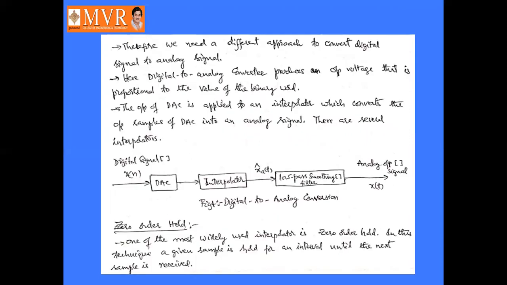One of the most widely used interpolators is the zero order hold. In this technique, a given sample is held for an interval until the next sample is received. So it is one of the most widely used interpolators, that is the zero order hold.